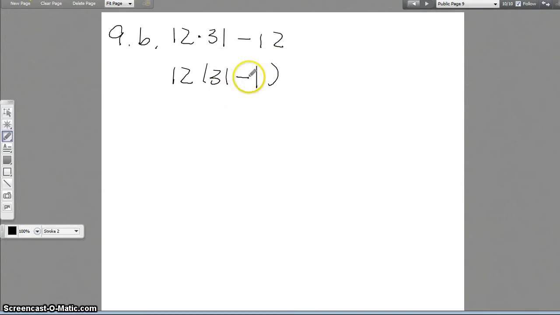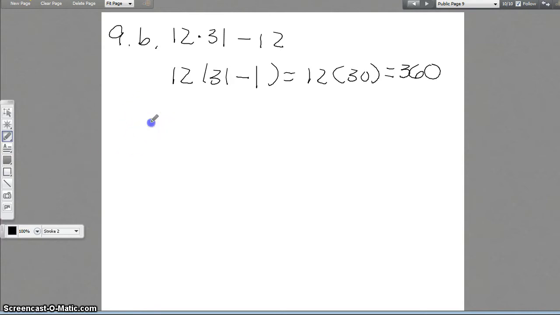So now we can do the math that's in the parentheses. We have a 12 on the outside, and then we have 31 minus 1 inside our parentheses. 31 minus 1 is 30. So what is 12 times 30? Well, 12 times 3 is going to be 36. Since it's 30, it's going to be 360.